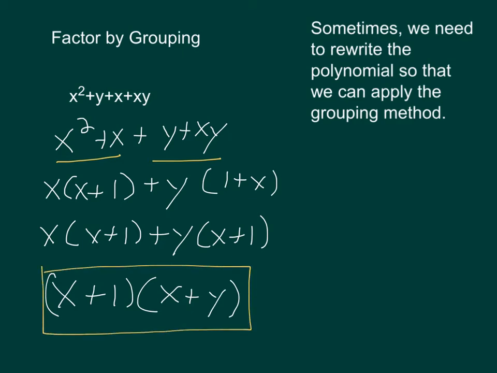That's the grouping method. We put them in an order that made it so that I could group them with common factors, remove the common factor from each pair, get a common binomial factor, put that in front, and then leave behind the coefficients of that binomial factor. And there you go.